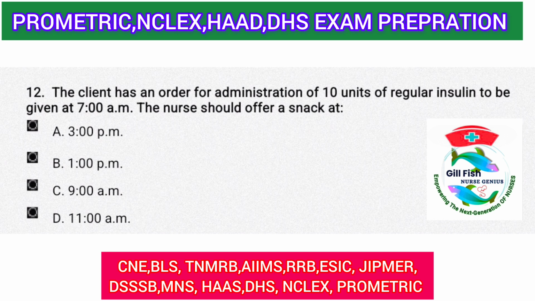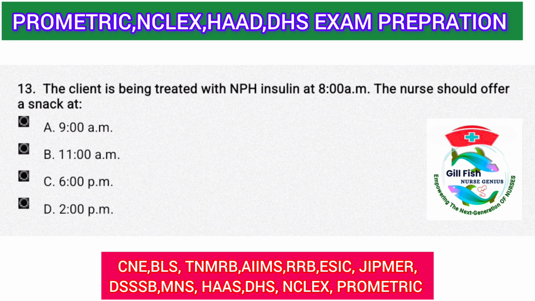Okay. Next question. The client is being treated with NPH insulin at 8 a.m. The nurse should offer a snack at option A 9 a.m., option B 11 a.m., option C 6 p.m., option D 2 p.m. See, what is the question here? In the previous question, they gave administration of 10 units, but that is different, that is for regular insulin. Here they are given NPH insulin at 8 a.m.